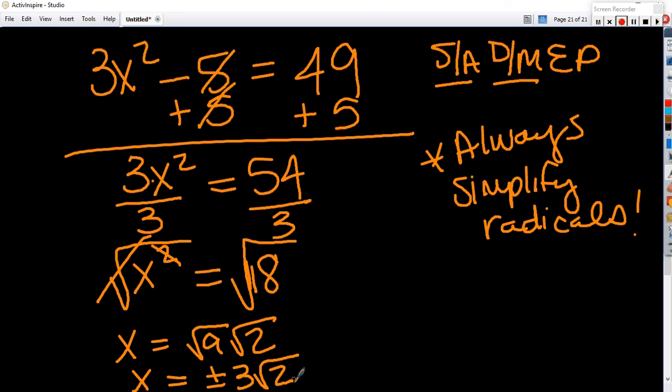What if I got credit for half the answers? What if I got 2 and square root of 2? That doesn't matter. Same thing? No, that's not the same thing. Make sure your 3's on the outside.